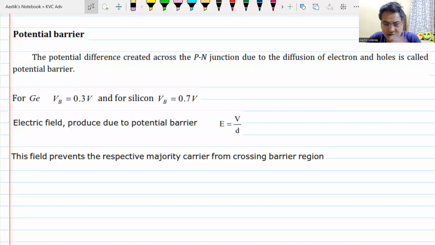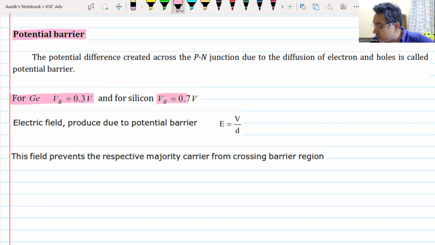Now, because of this migration of holes from p to n and electrons from n to p, as I told you, there is a potential difference created between the p-type and the n-type. This potential difference is known as the potential barrier. For germanium, this potential barrier is 0.3 volt. For silicon, it is 0.7 volt. On an average, it is somewhere around 0.5 volts.